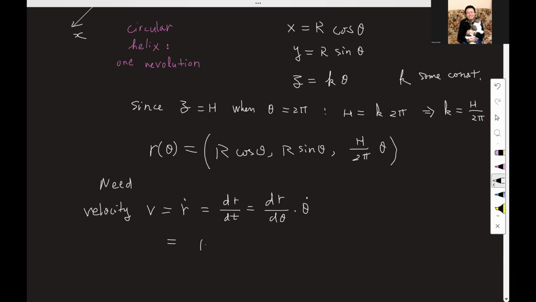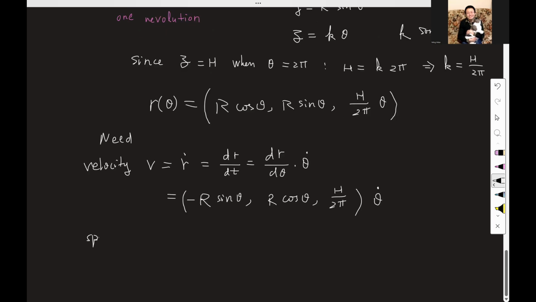So here we have r times minus sine of theta, comma, r times the cosine of theta, and h over 2 pi. This is dr d theta, and then multiplied by the scalar theta dot. This is the velocity. And the speed is the velocity length.